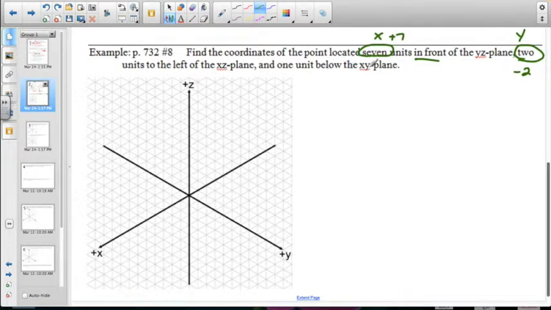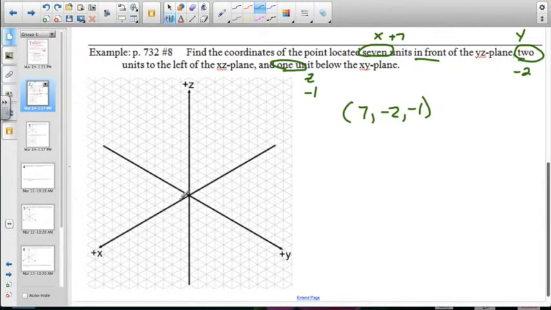And that 1 unit below the YZ plane, so the XY plane. So the XY plane would be like your tabletop, and we're 1 unit below or underneath the table. So that would be our z, that would be a -1. So we're looking at 7, -2, -1.